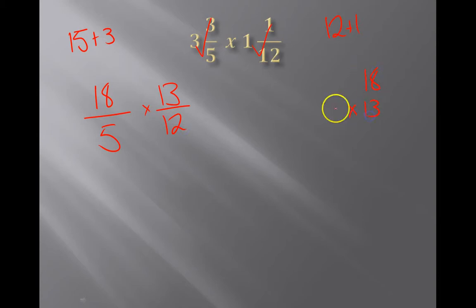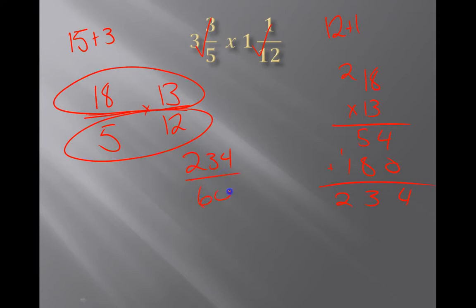Now we have two mixed numbers, so we're going to have to use that check method twice. Well, 3 times 5, that's 15, plus 3, that's 18, over 5. We have 1 times 12, that is 12, plus 1 is 13. So 18 times 13, multiplying those top numbers together, we get 234. Multiply the bottom numbers together, and we get 60.